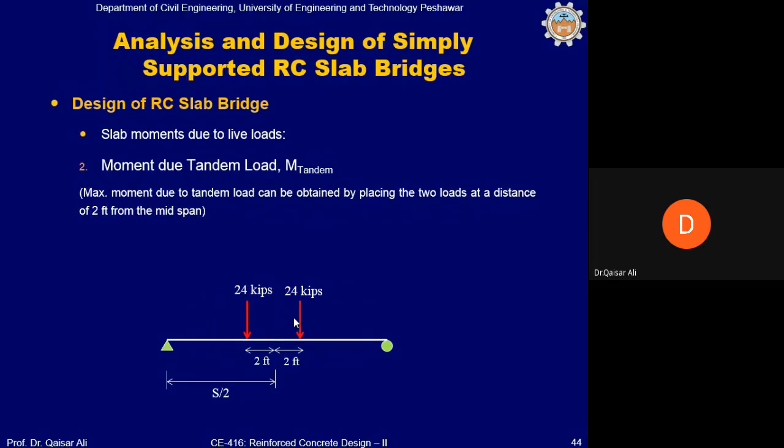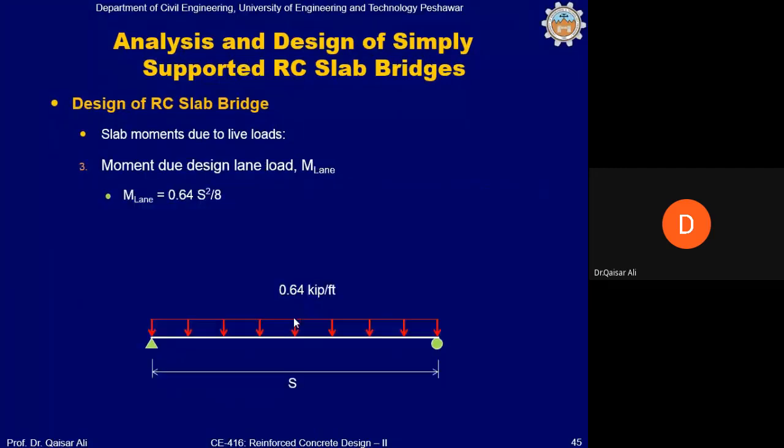Similarly, for our tandem, if the tandem is kept such that the two loads are placed at a distance of 2 feet from the midspan, then generally speaking, you will get the maximum bending moment at the midspan. Okay, the maximum bending moment for the lane load is very easy because the load is applied as a uniformly distributed load, and 0.64 times S squared divided by 8 will give us the maximum bending moment at the midspan.